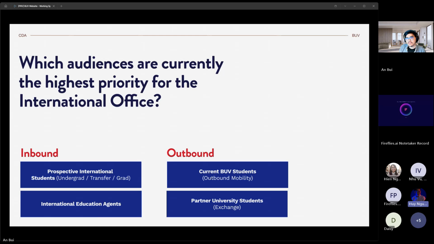Does international mean for international students, and does for international students mean full degree students, or does it also mean partner university students that come on exchange? So I would probably, for a sitemap, split it up into full degree and mobilities. Yes. I think that would be the clearest way to do it.